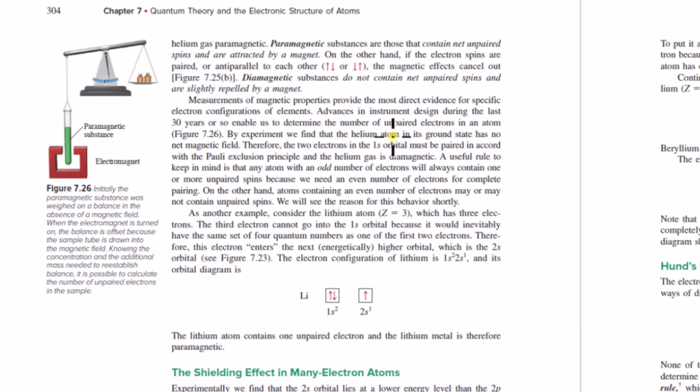By experiment, we find that the helium atom in its ground state has no net magnetic field, because helium has no net unpaired spins, so helium is diamagnetic. Is that what they're saying? Yeah, helium is diamagnetic, but apparently diamagnetic substances are slightly repelled by a magnet. A useful rule to keep in mind is that any atom with an odd number of electrons will always contain one or more unpaired spins, because we need an even number of electrons for complete pairing. On the other hand, atoms containing an even number of electrons may or may not contain unpaired spins. We will see the reason for this behavior shortly.